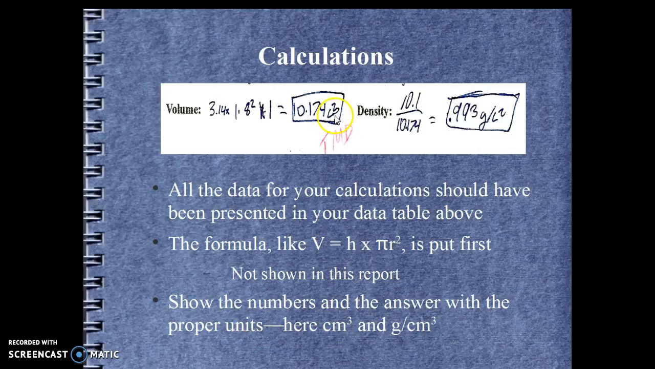Here, cubic centimeters would be the volume, and that is kind of hard to see as cm. I see a c cubed there, or a c3. And here, grams per should be cubic centimeters. You'll also notice that there are numbers but no units in that volume and density calculation.